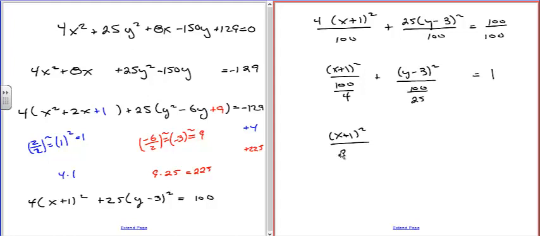100 divided by 4 is 25. Complete square, that's what I was hoping to get. And then 100 divided by 25 is 4. That equals 1. So there we are in standard form.